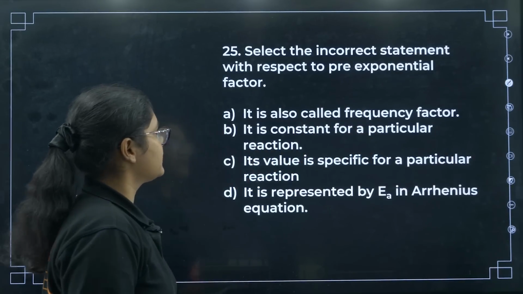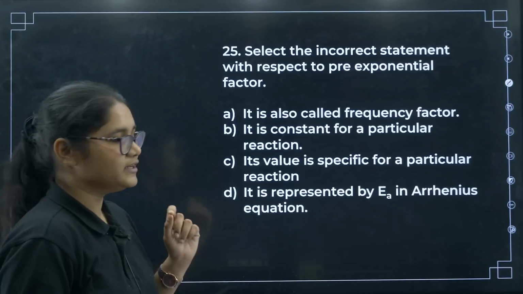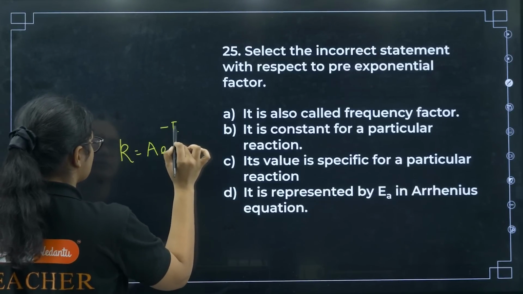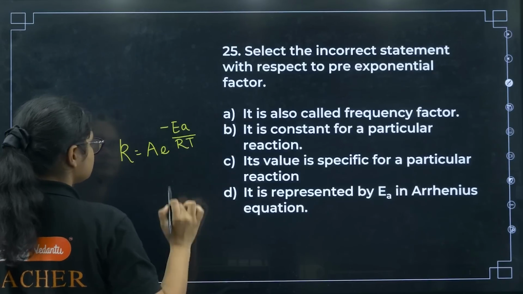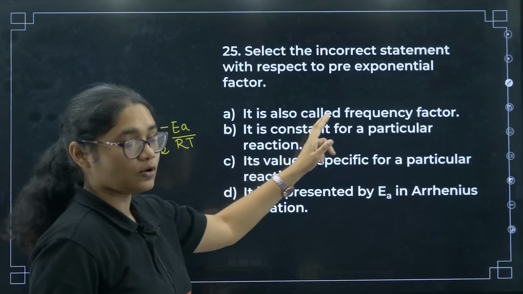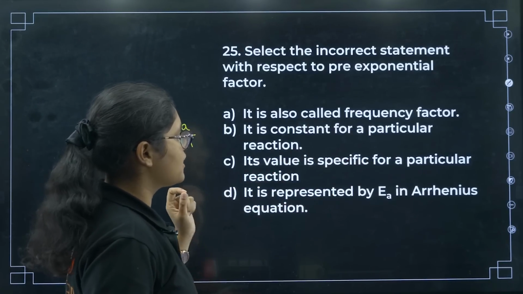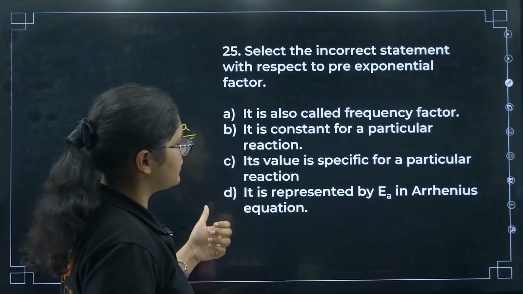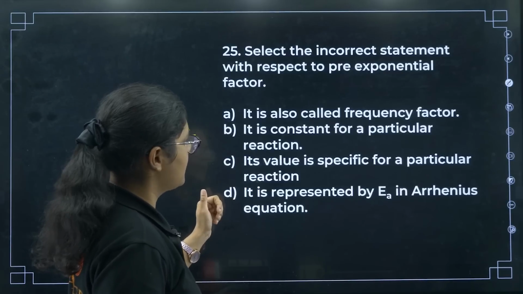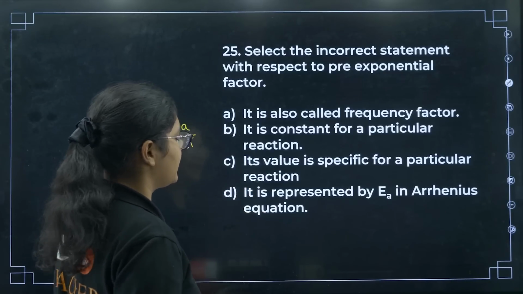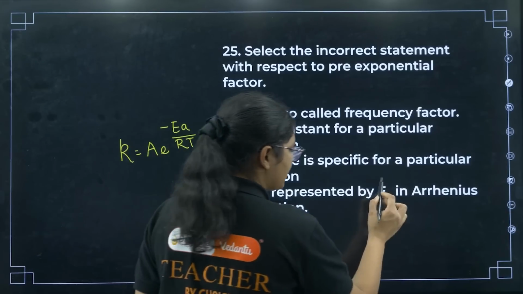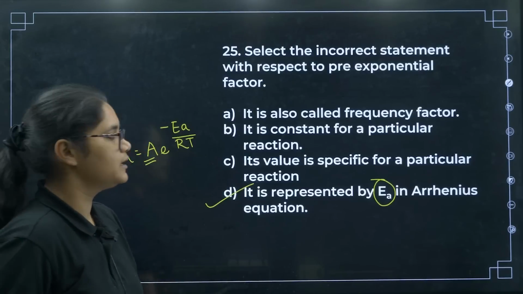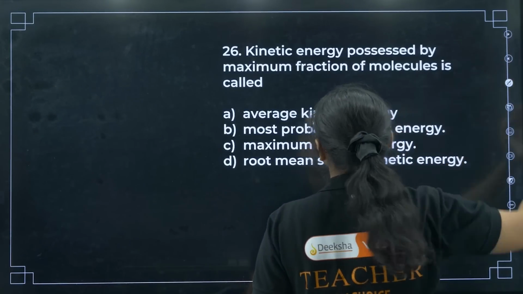Next, select the incorrect statement with respect to the pre-exponential factor. Where do we use the pre-exponential factor? In the Arrhenius equation, right? What is this pre-exponential factor? It is also called the frequency factor. It is a constant for a particular reaction, and its value is specific for a particular reaction. It is represented by Ea in the Arrhenius equation? No, Ea stands for activation energy. It is represented by A. So the incorrect statement is option D. B and C are almost very similar statements.